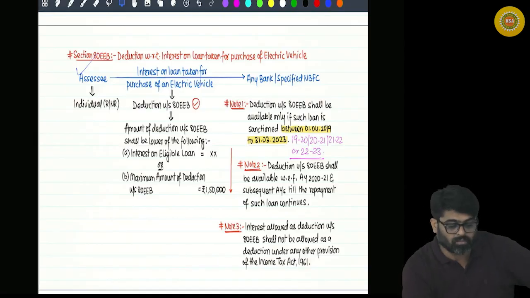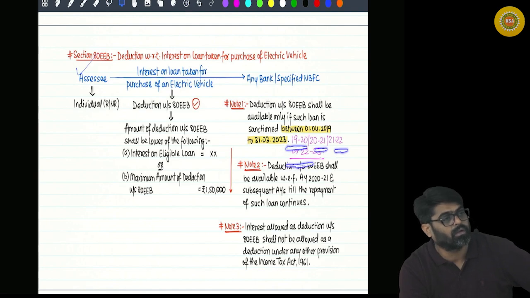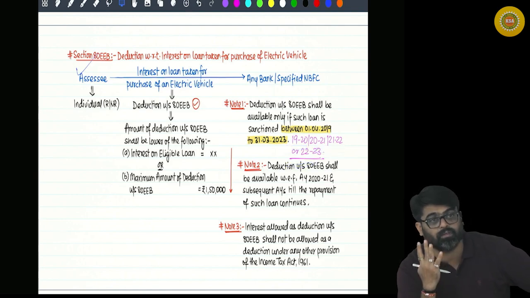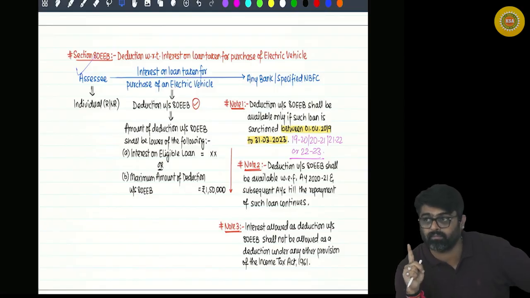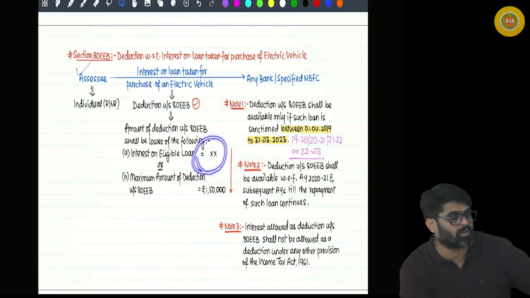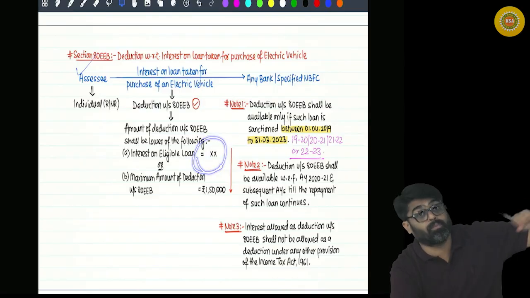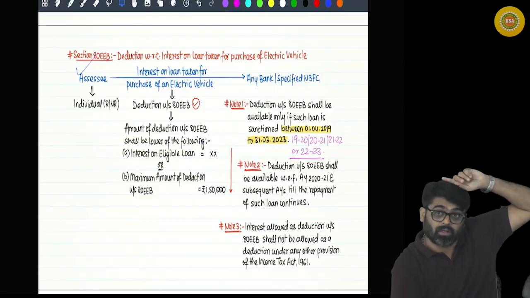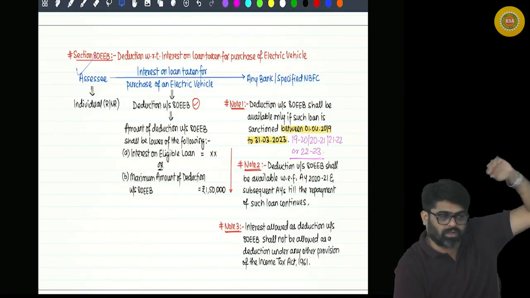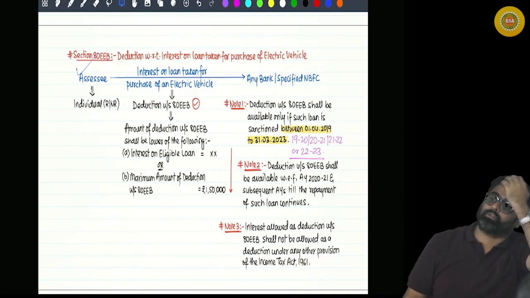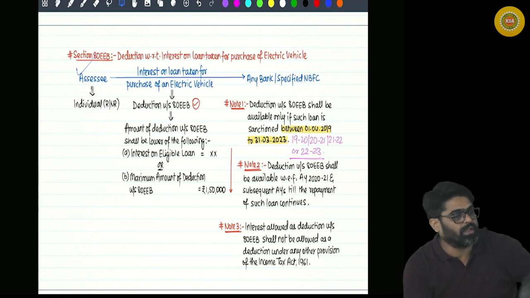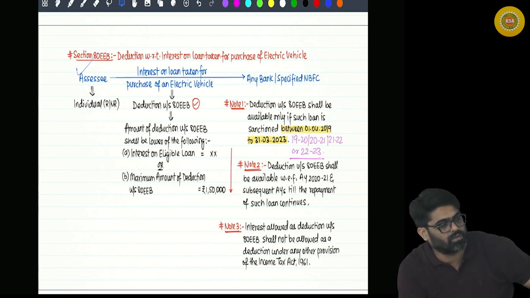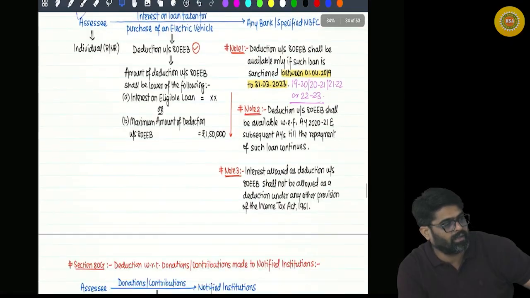But for that, the loan must be taken in 2019-20 or 2020-21 or 2021-22 or 2022-23. 4 years are given. During these 4 years, the loan can be taken. Loan was sanctioned at any time during these 4 years. Yes or no? On this loan, whatever interest is there, full amount of interest we are going to allow you till the time the loan is actually repaid. Every year, whatever interest will come, will be allowed under 80EEB, subject to maximum 1,50,000. Yes or no? This was your 80EEB done.